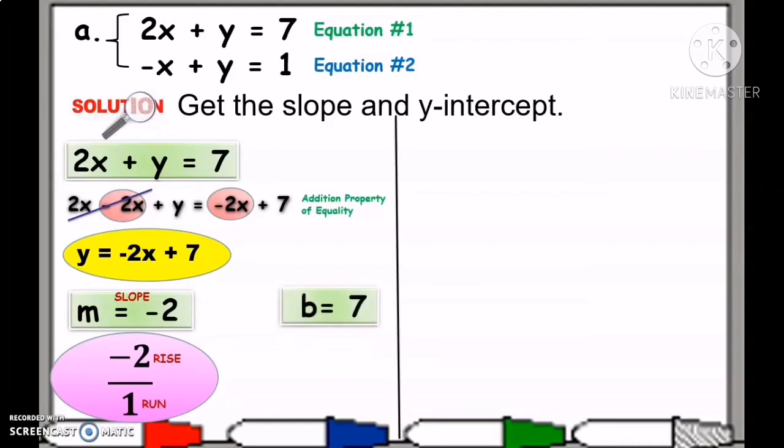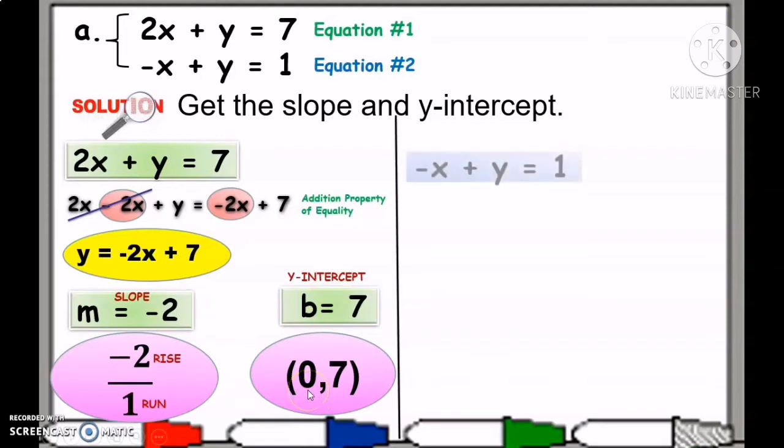Next, the y-intercept is 7 and the coordinate is 0 and 7. Kasi pag y-intercept, ang x po, or x-coordinate automatic is 0. Next, proceed tayo sa equation number 2. Negative x plus y equals 1.